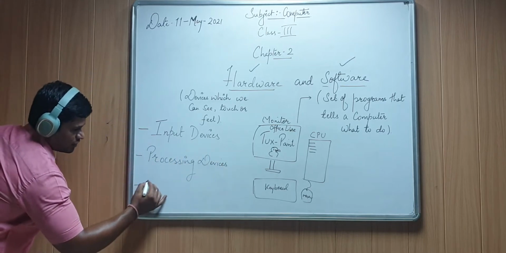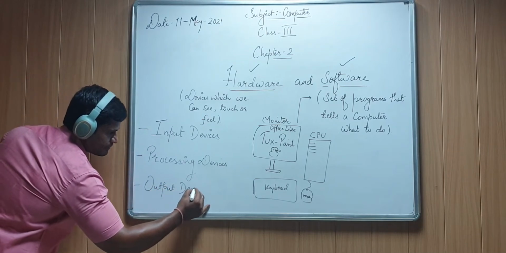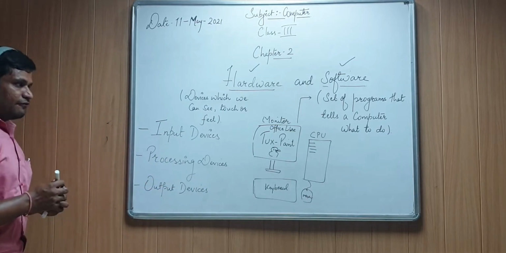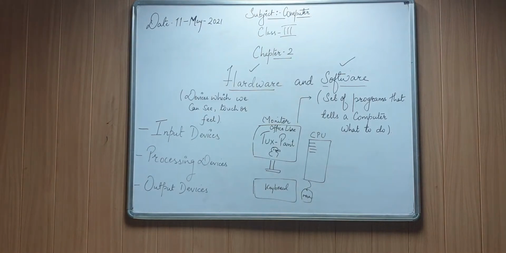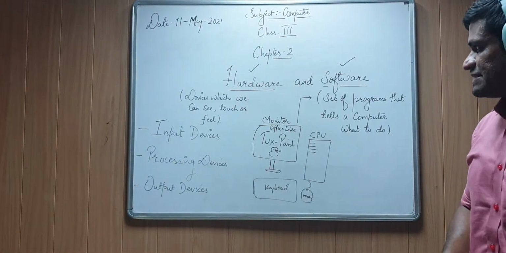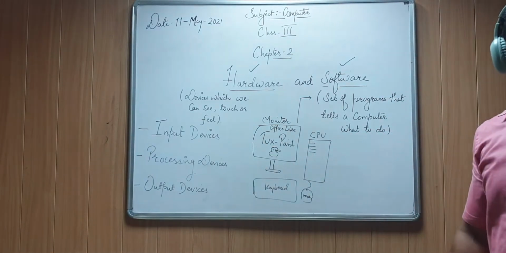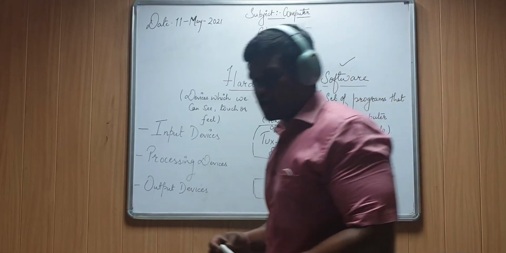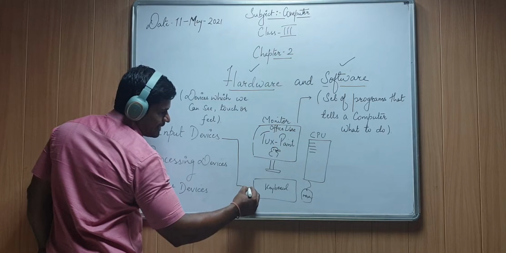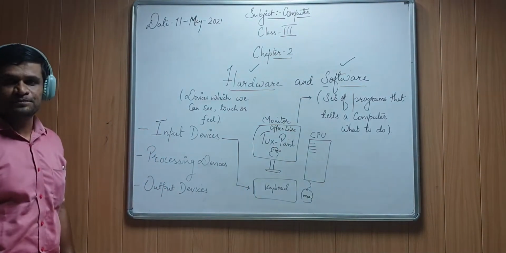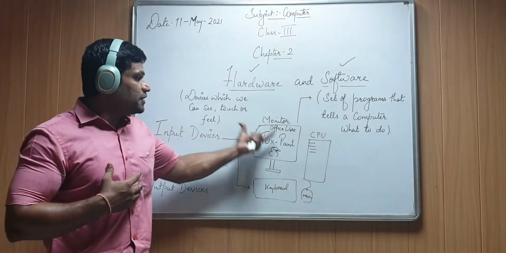And the third is your output devices. Hardware, that is those devices which we can touch, which we can feel, are known as your hardware devices. So hardware devices are divided into three categories, three parts. What are those parts? The first is your input devices, and I think everybody knows what input devices are. Those devices which we, the user, use to give input to the computer.